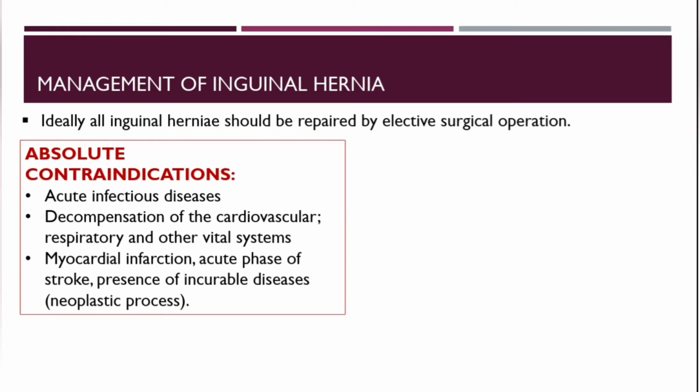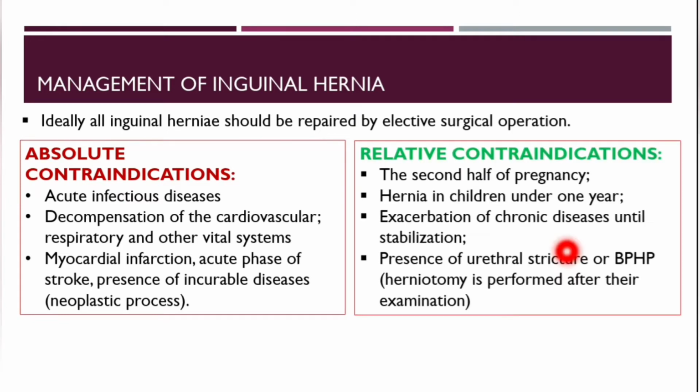Relative contraindications include the second half of pregnancy, hernia in children under 1 year, exacerbation of chronic diseases until stabilization, presence of urethral stricture or benign prostatic hyperplasia, right? That is BPH, benign prostatic hyperplasia. So herniotomy is performed after their examination.